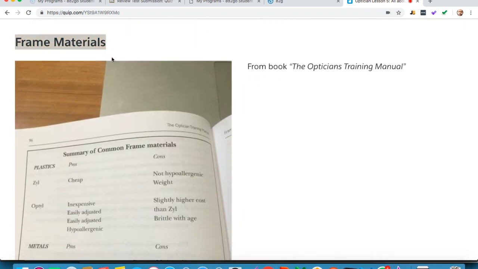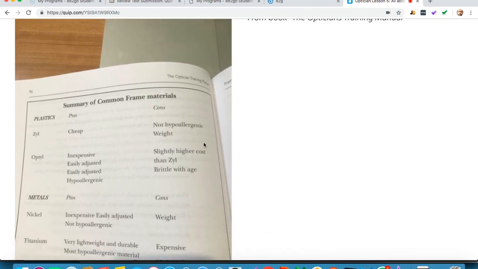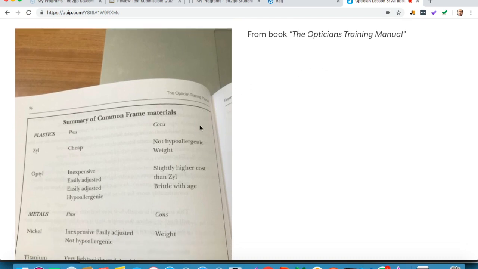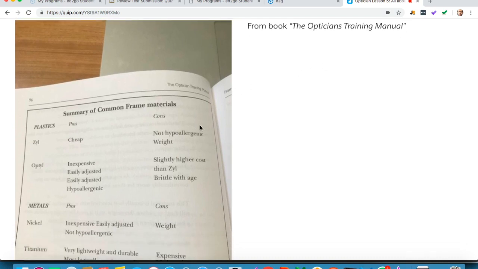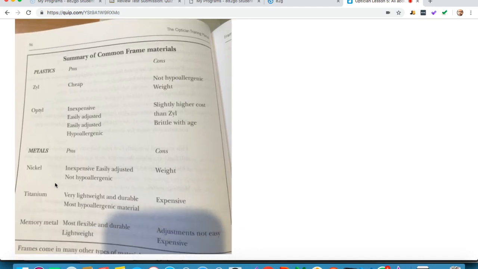Now let's get into the frame materials. This is a picture from the book, The Optician's Training Manual. I highly recommend you get it. And through an upgraded version of this course, you also get the recommended reading for each lesson associated with the lectures. So let's take a look at this image right here, because you do have to know these for your ABO exam and as a good optician in general.